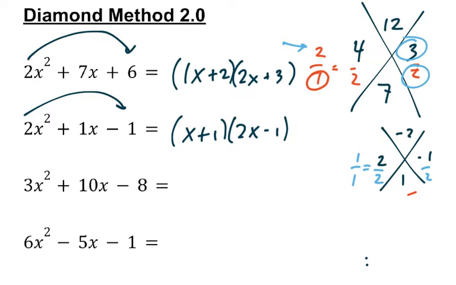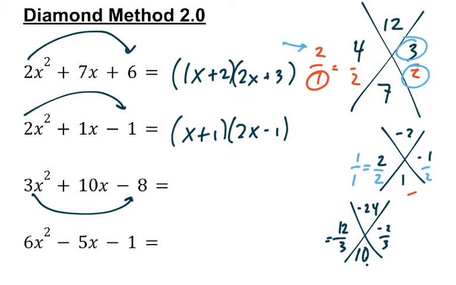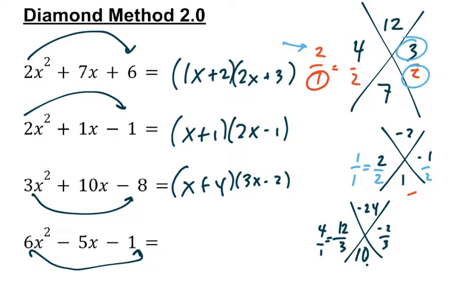Okay. The next ones do the same thing. Illegal move, multiply 3 times negative 8, negative 24, and positive 10. I know for sure that those two numbers should be 12 and negative 2. Divide both sides by 3 and simplify to the best of our ability. Look at that. X plus 4 times 3x minus 2. Alright, last one. 6 times negative 1. Let me create some space here.